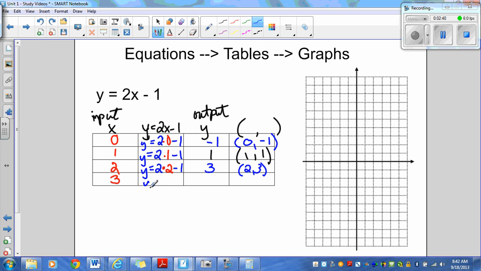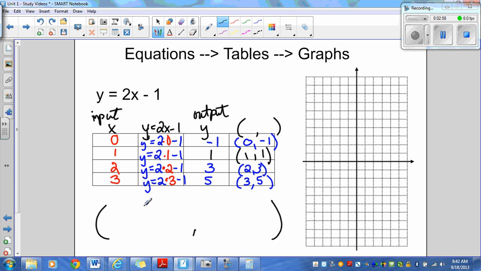And then the last one, and I'm showing you where I plugged in because that's in red. 2 times 3 is 6. 6 minus 1 is 5. So you have 3, 5. You get 0, -1.